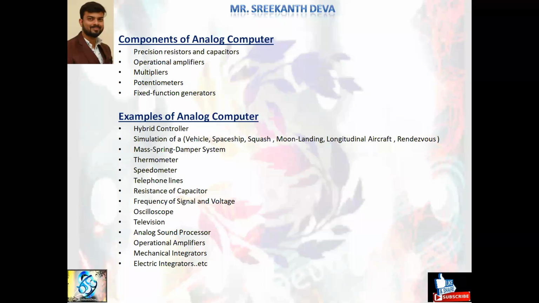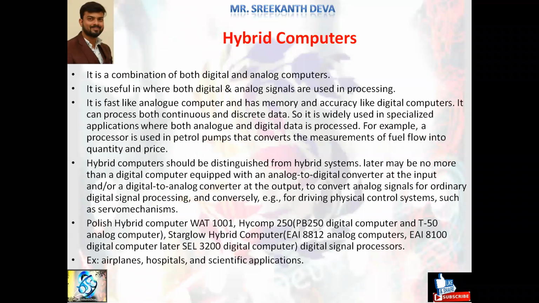Some components of analog computers and examples are also here, you can check it out: resistors and capacitors, operational amplifiers, multipliers, potentiometers, fixed function generators. These are all various components of analog computers. You can go with examples like hybrid controllers, mainly used for simulations like vehicle, moon landing, aircraft, and so on. Like mass spring damper systems, thermometers, speedometer, telephone lines, resistance of capacitors, frequency of signal and voltage, televisions, mechanical integrators, electrical integrators, and so on. These are all various examples of analog computers.